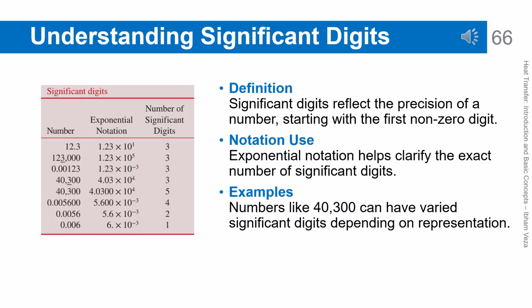Understanding significant digits. Significant digits indicate the level of precision of a numerical value. They start from the first non-zero digit and reflect the quality of measurement data. Scientific notation is often used to clearly show the number of significant digits. Writing 4.03 times 10 to the fourth is more informative than writing 40300 directly. This concept is important to avoid giving a false sense of accuracy in calculations.